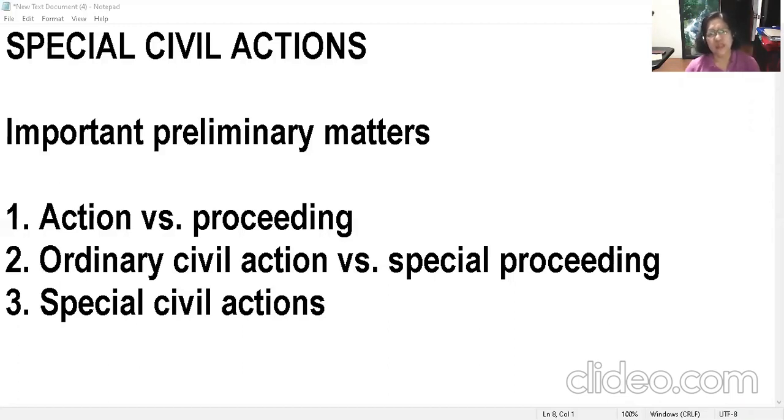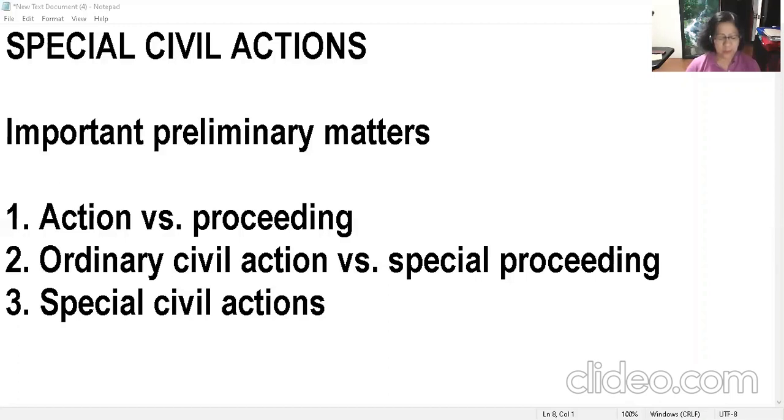Ngayon, sa special civil actions naman, meron din yung cause of action as a general rule. Kaya ang salitang ginagamit ay action. Pero may mga exceptions. Kaya special. Okay? There are some provisions that apply only to particular special civil actions. And in situations where the rule for the special civil action does not provide for anything, that's when you apply the general rules of procedure in the rules of court. Okay.